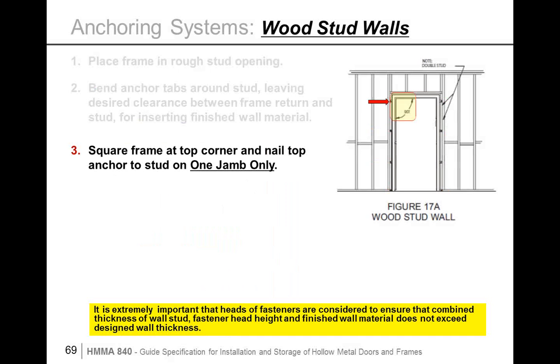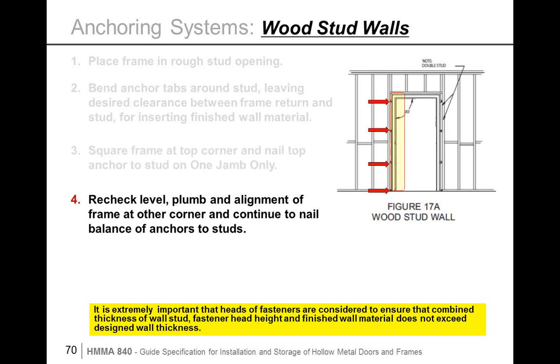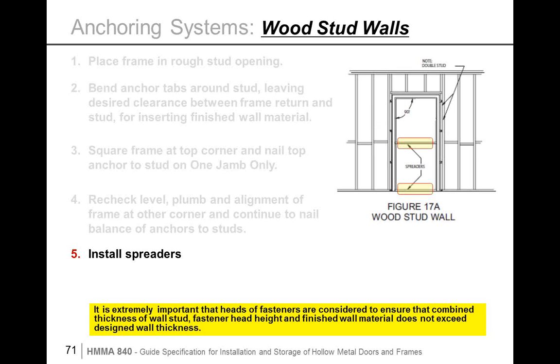Top of the frame is squared. The bottom of the frame is anchored. And once the top of the frame is squared, it is nailed to the studs on one side. Then the jamb is leveled. It's rechecked for plumbness and squareness, and the additional anchors going down the frame are also nailed in place. Again, it's important that the fasteners are seated properly so that it does not affect the wall construction. Spreaders are installed both in the sill and mid-height.